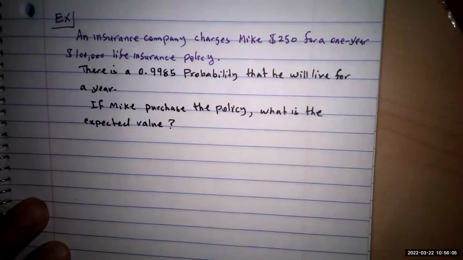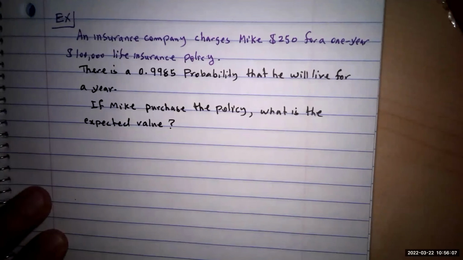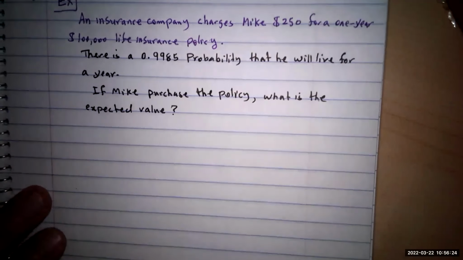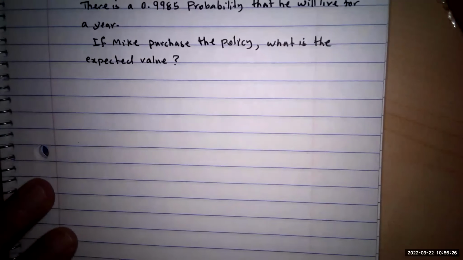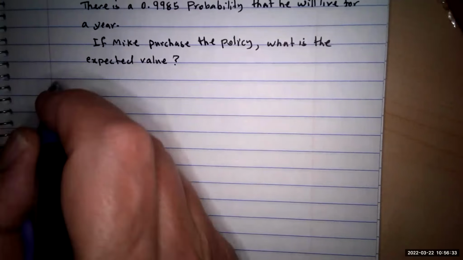Okay, everybody understand the problem? $250, that's going to be the fee. And that's the amount you pay to buy the insurance policy of $100,000. And this is the probability that Mike would be alive at the end of the year. You want to know whether he's going to win money or not, or what's going to be the average expectation for everybody who purchases this policy. Okay, solution.